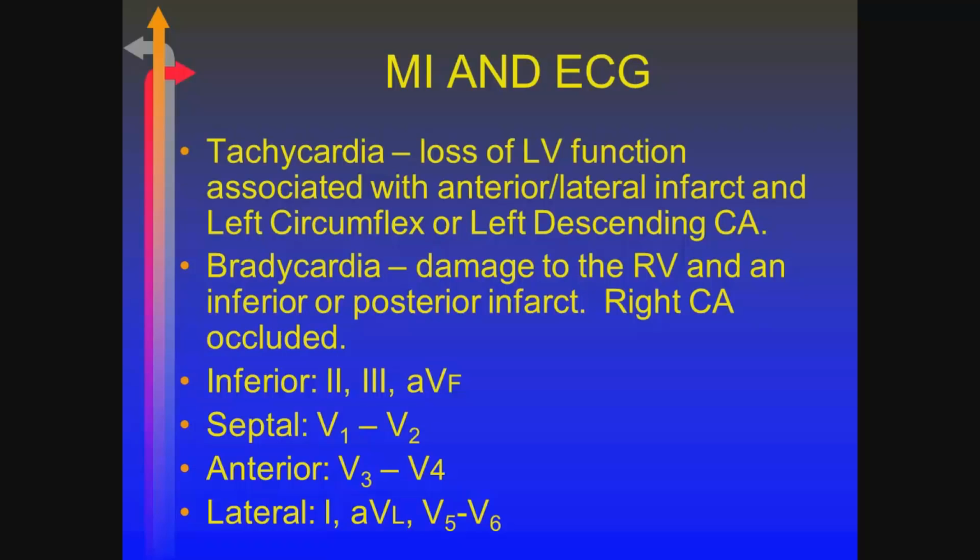And as we'll find, the leads showing ST changes are indicative of what part of the heart is involved. So leads 2, 3, and AVF all point down, so it must be an inferior wall MI. Septal is V1, V2, anterior is V3, V4, and lateral is everything that looks left. More on that later. You don't need to worry about that just yet.